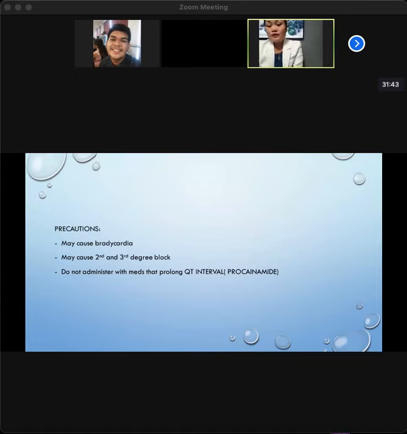So the precautions that should be observed: amiodarone can cause bradycardia, okay, and can even cause second and third degree block. Also, you have to be cautious in giving this amiodarone to patients who are taking procainamide, kasi they cause prolonged QT interval. Okay.